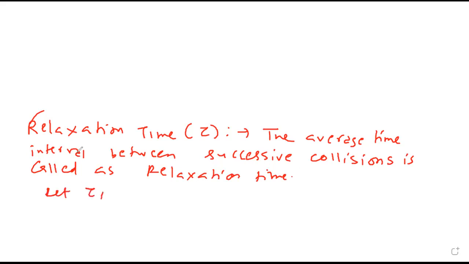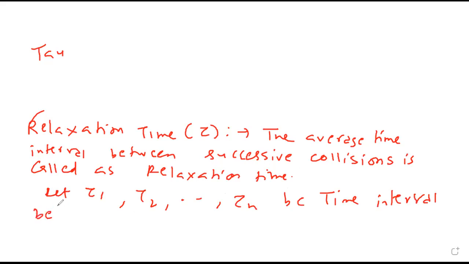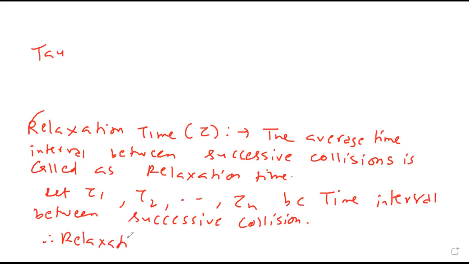Let tau 1, tau 2 up to tau n be the time intervals between successive collisions. Therefore, relaxation time tau is tau 1 plus tau 2 up to tau n divided by n. Write the definition properly.